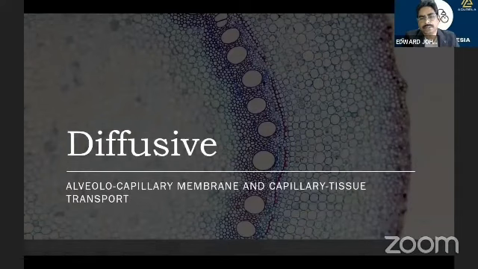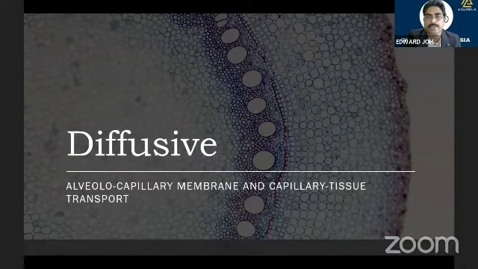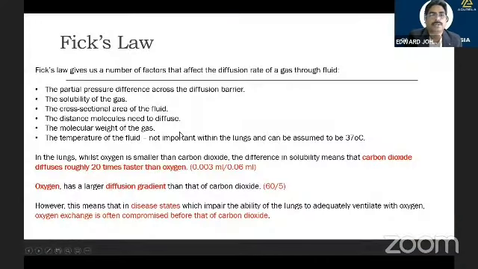So now the oxygen has reached the alveoli. Now it has to diffuse across the alveolar capillary membrane to the plasma. So this is called diffusion. The diffusion obeys Fick's law. What is Fick's law? Fick's law gives the rate of diffusion of the gas through the liquid, which depends upon the following factors. What are the factors?